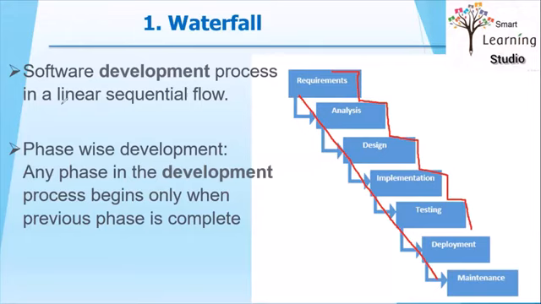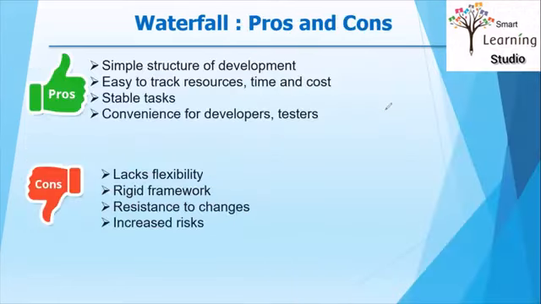This processes in a linear sequential flow. It has a phase-wise development. This means that when any one of the phases is complete, then only the next phase will start. It is one of the very old methods. Pros and cons of the waterfall method. It is very simple, as you can see. Very easy to track resources, time and cost. It gives stable tasks. It is very convenient for developers and testers.